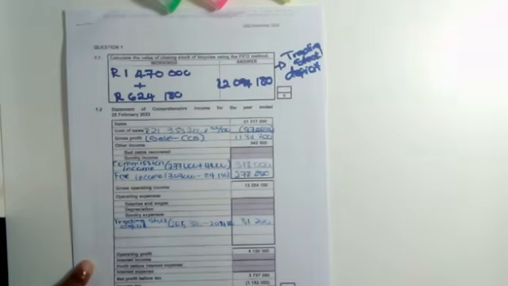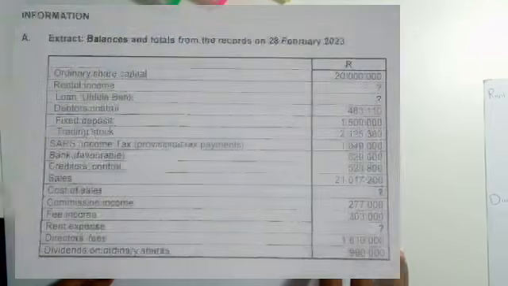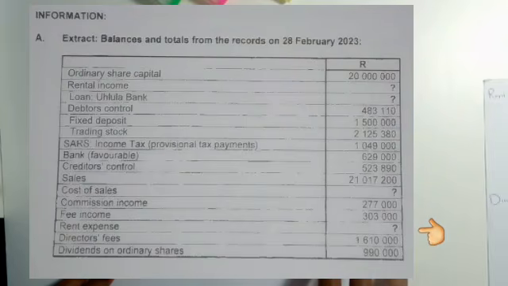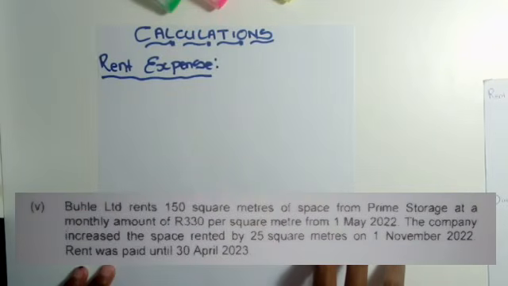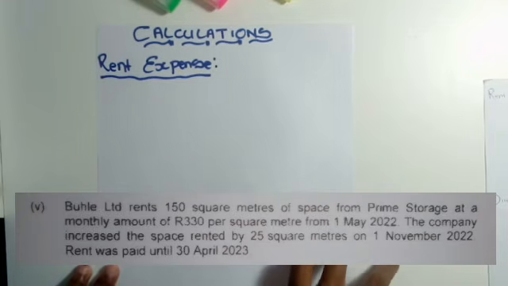Now we can move on to the next item, which follows in our information A, and that is our rent expense. Rent in our information A is a question mark, which means we are going to figure it out from the beginning, and we are going to use our information B adjustments in order to do so. We are on adjustment Roman figure 5. It says Butle Ltd rents 150 square meters of space from prime storage at a monthly amount of 330 rands per square meter from 1 May 2022. The company increased the space rented by 25 square meters on 1 November 2022. Rent was paid until 30 April 2023.